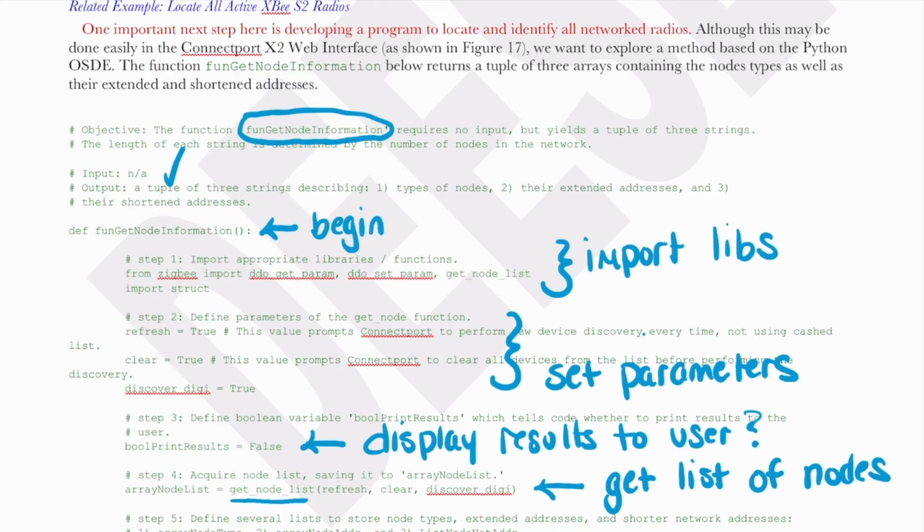So the code for the example starts right here. Name is fun get node information. And it starts right here. We've already gone over all of the details of what it's trying to do, so we don't have to repeat that.